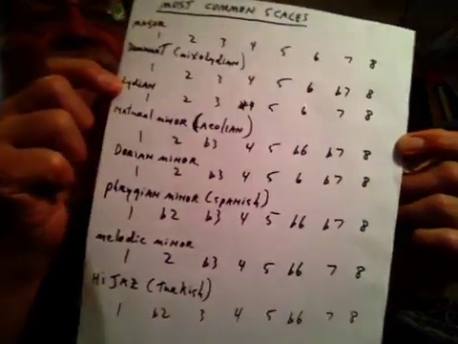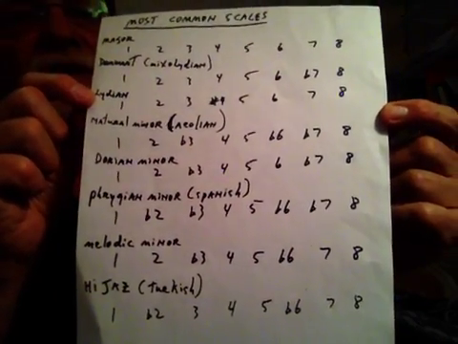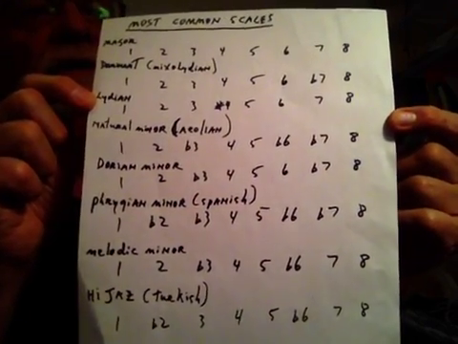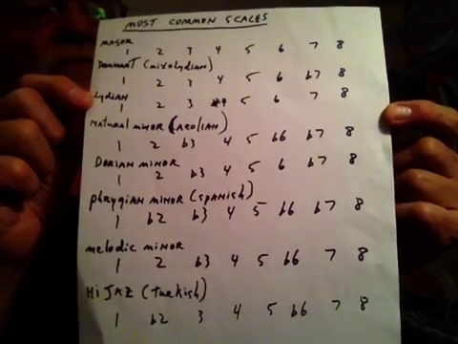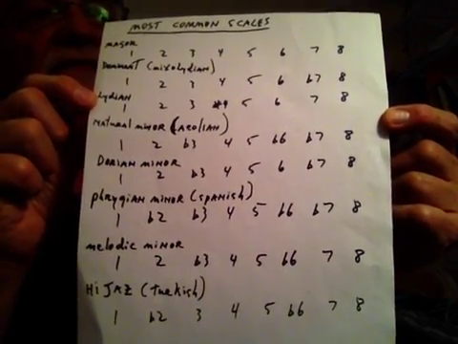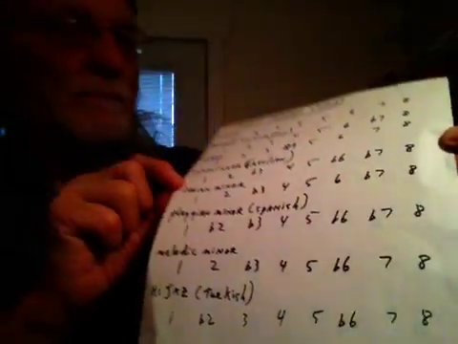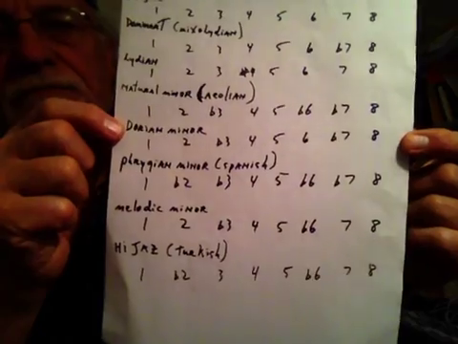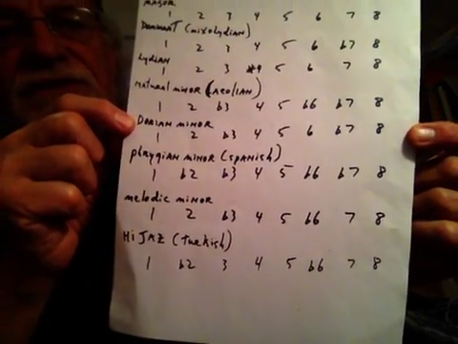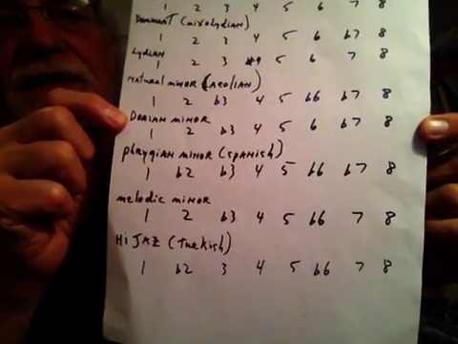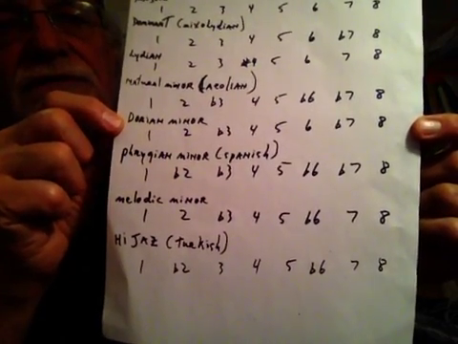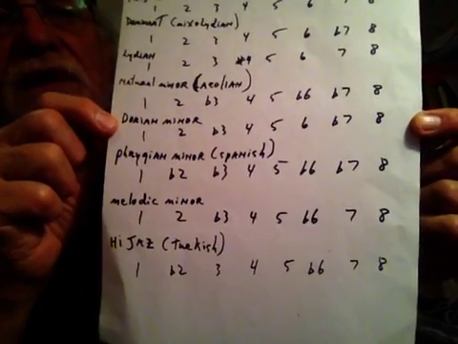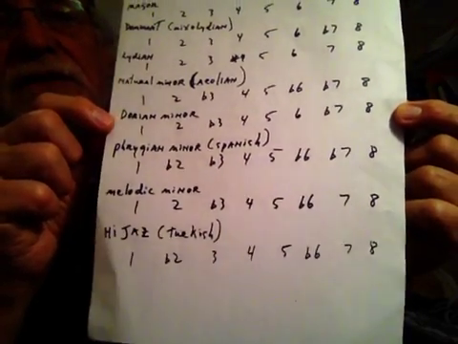Next scale on the list is the Lydian scale. That has a sharp 4. It's different than major in that regard: 1, 2, 3, sharp 4, 5, 6, 7, and 8. I already discussed the natural minor. We have the Dorian minor. That has a major 6 in it. Only the flat 3 and the flat 7 are different from a major scale: 1, 2, flat 3, 4, 5, 6, flat 7, and 8.